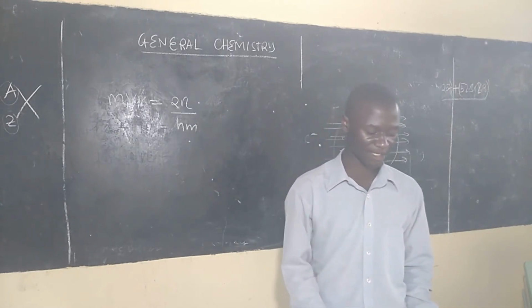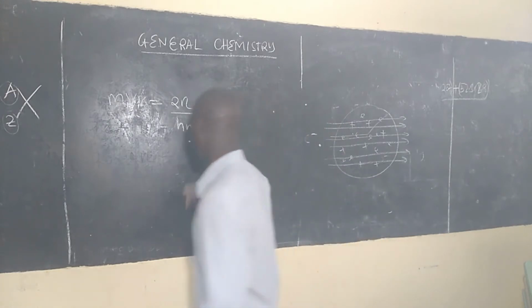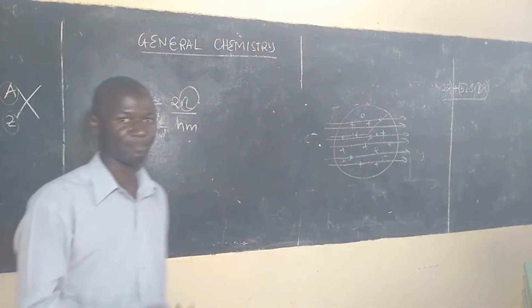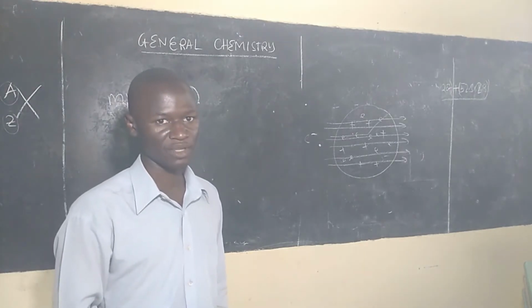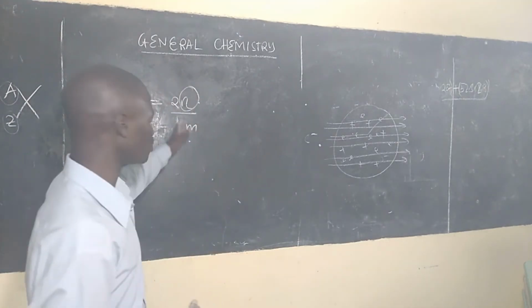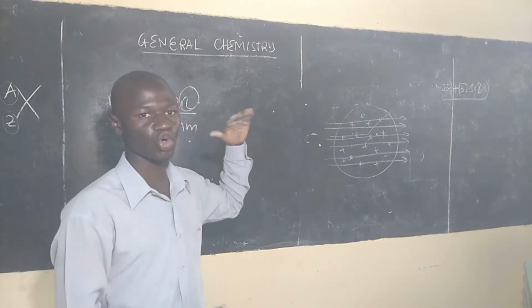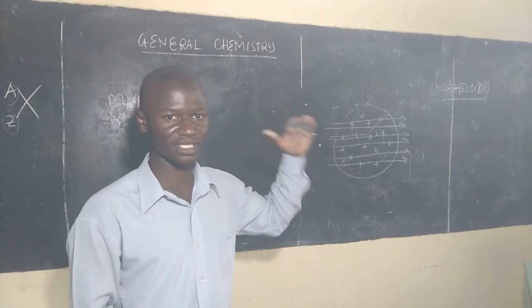Is quantized manake inategemea na hii orbit. Hii tunaita principal quantum number. Inategemea na principal quantum number ya orbit ni ngapi. So as it depends on the principal quantum number, as the principal quantum number increases, also the energy of an electron increases.